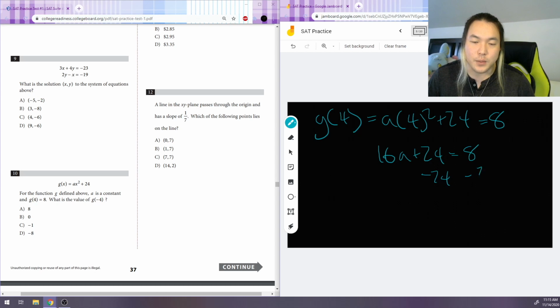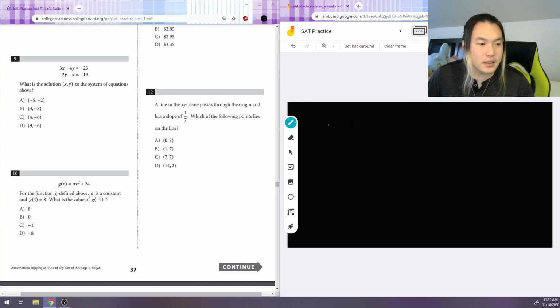Subtract 24 on both sides. 16a equals negative 16. Divide by 16 on both sides to get a equals negative 1. Okay, so I got a equals negative 1. That means g of x equals negative x squared plus 24.